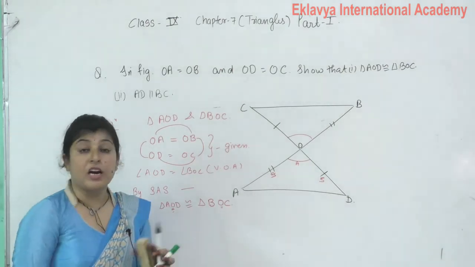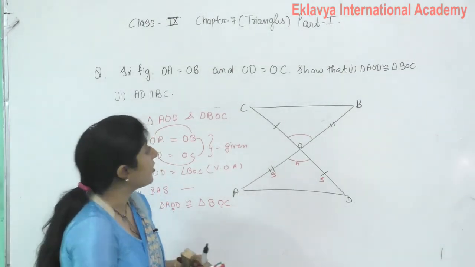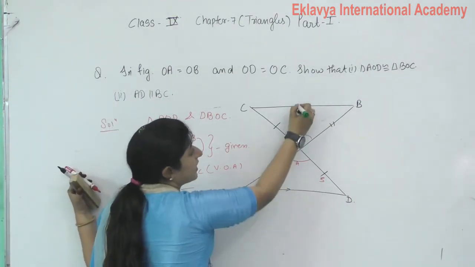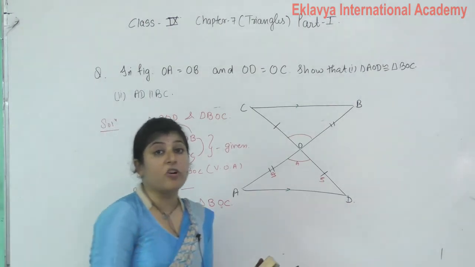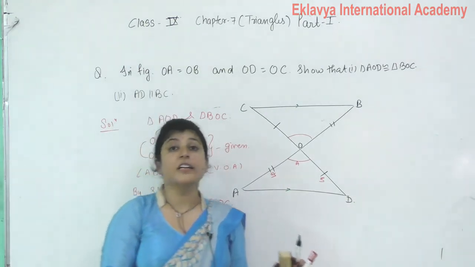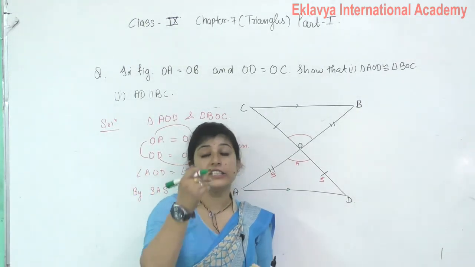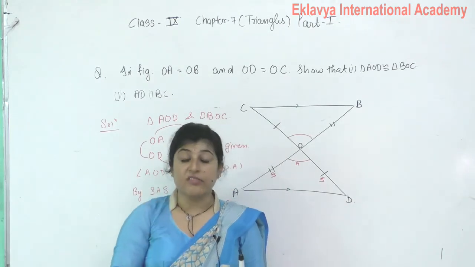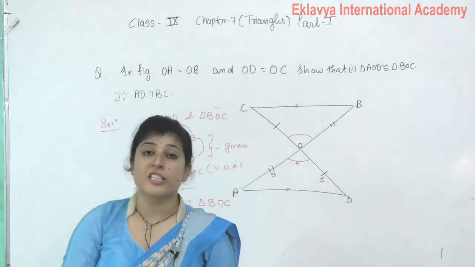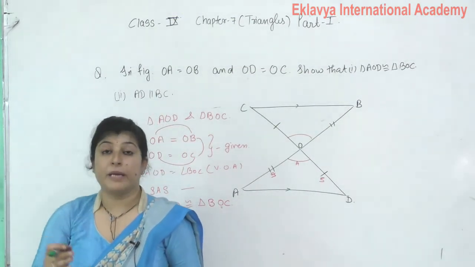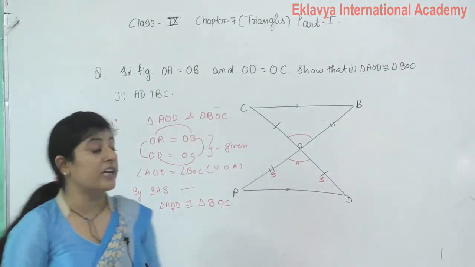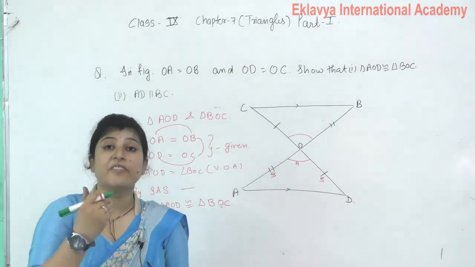Now see, for the other three elements, we want to prove that AD is parallel to BC. It means this is parallel to this. Whenever we want to prove two lines are parallel, remember, recall that we should use the converse of the alternate interior angle theorem, maybe the converse of the corresponding angle axiom, maybe the converse of the co-interior angle theorem. So we use any one of these.